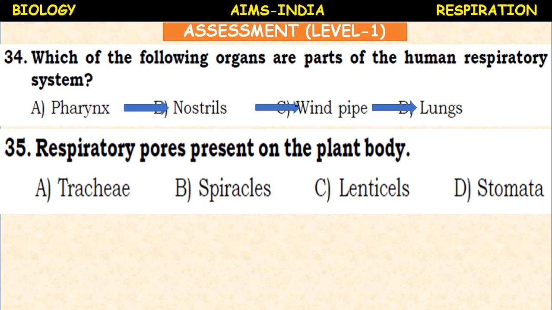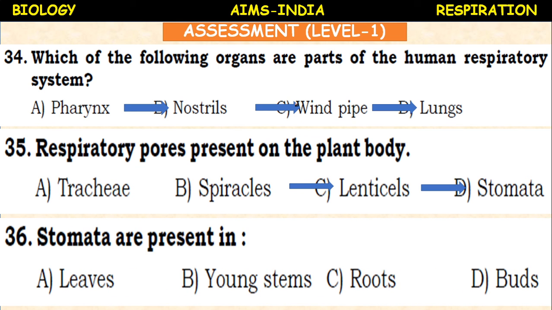Respiratory pores present on the plant body. What are the respiratory pores? They are nothing but lenticels and stomata, through which the air enters into the plant body. Stomata are present in leaves, young stems, roots, buds. They are present in the leaves, no doubt, and also in the young stems.